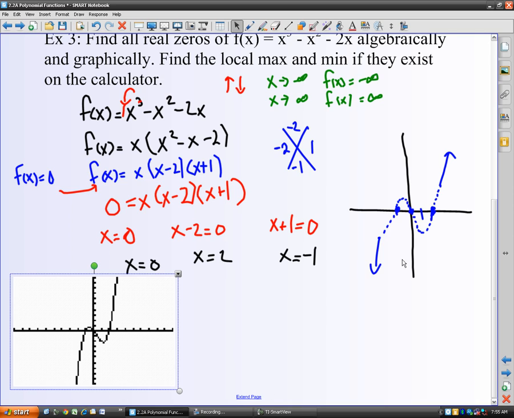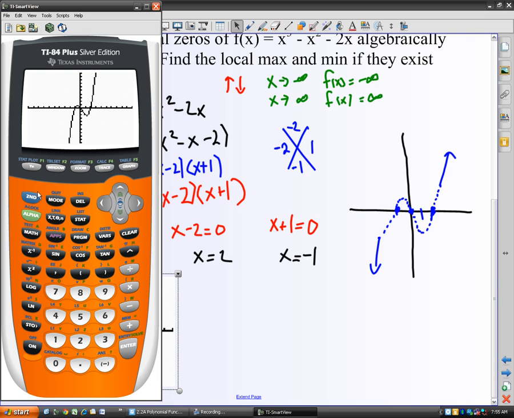Now to find my local maximum and minimum, we go second trace, which is calculate. It looks like a maximum first because it goes up first, so I'm going to choose maximum. I messed it up, sorry. I'm going to clear that. Alright, let's try it again. Last try. I want to go to the left of the maximum, to the right of the maximum, and then hit the maximum. And so it looks like my maximum value is that. You can go to 2 decimal places.